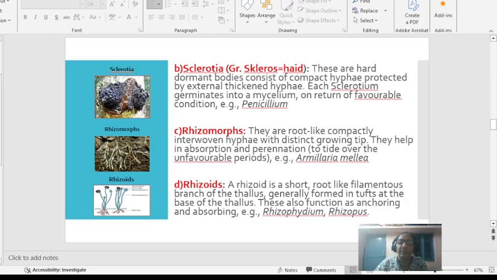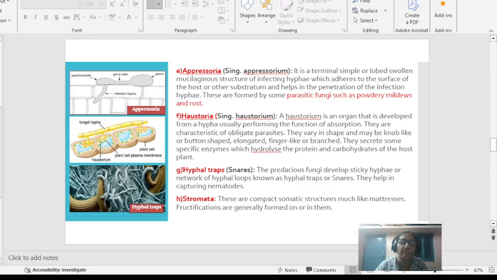The other type of mycelia, we call it as the sclerotia. They are hard, dormant bodies consisting of compact hyphae protected by external thickened hyphae. Sclerotium germinates into a mycelium when conditions return to favorable. Then come the rhizomorphs. They are root-like compact interwoven hyphae with distinct growing tips, helping in absorption and perennation. Then come the rhizoids. These are short, root-like filamentous branches of the thallus, found in tufts at the base of the thallus. They are also involved in anchoring and absorbing.